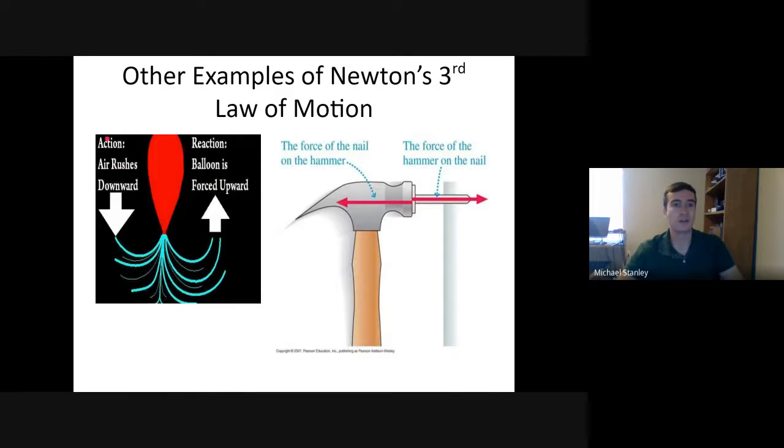In the balloon example I mentioned earlier, as air rushes down out of the balloon, it is forced up into the air. As you're nailing something into a wall, you're not going to just put the nail in exactly on the first try, right? Because while the hammer is putting force against the nail and against the wall, the nail and the resistance from the wall is putting force back on the hammer. So equal and opposite directions.